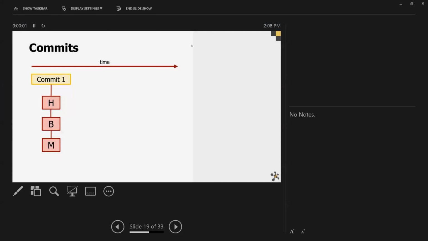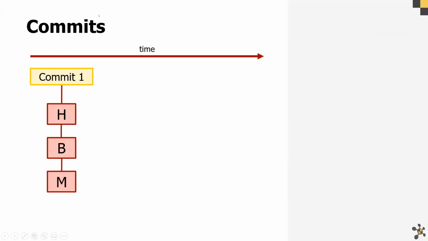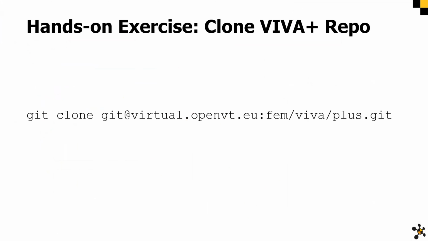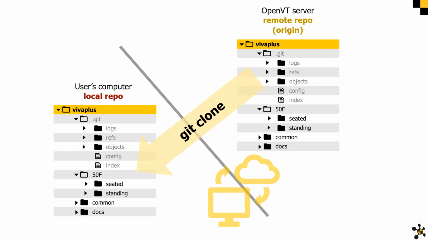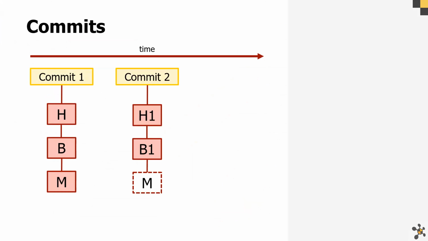I'm having troubles here with my presentation. We'll come back after the break and do the Git clone, but for now, to see how Git works, imagine if you have 3 files, H, P, and M, and then you make changes to one of them, or 2 of them, H1 and B1, and then you save them. So it gets saved as commit.